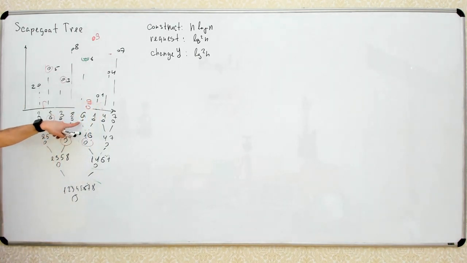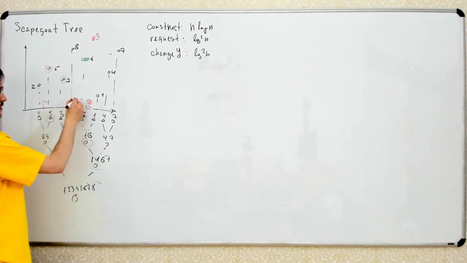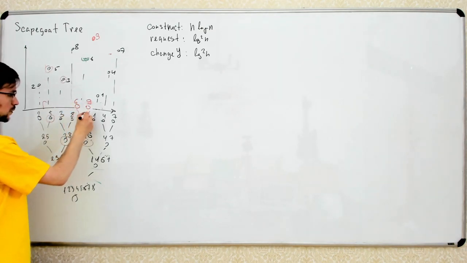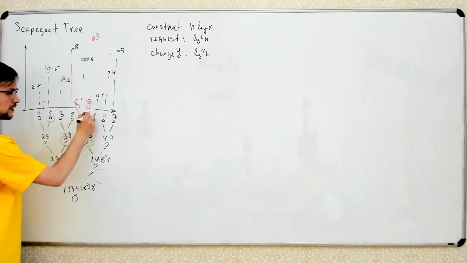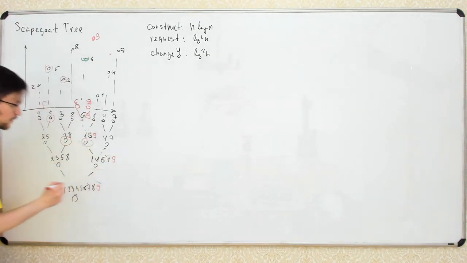Yeah, let's split this node. In this leaf, we have only 6, and now we need to have 6 and 9. So let's split this leaf into two nodes, 6 and 9. And now we add 9 to all nodes on this path. So we add 9 here, add 9 here, add 9 here, and add 9 here.